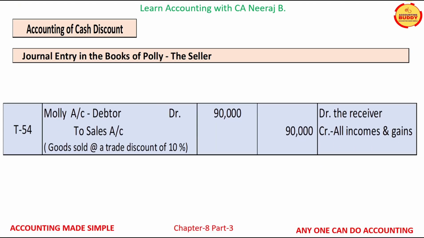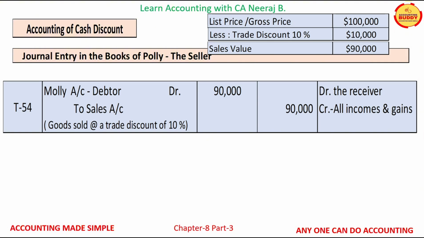The entry will be recorded as appearing on your screen. Molly's debtor account is a personal account and will be debited by applying the rule of debit the receiver. Sales account is a nominal account and will be credited by applying the rule credit all incomes and gains. Therefore, this transaction will be recorded net of trade discount with a value of $90,000 by debiting Molly's debtor account and crediting sales account. Please note that no separate entry for the trade discount of the value $10,000 will be passed. Let us now learn how the cash discount is accounted.